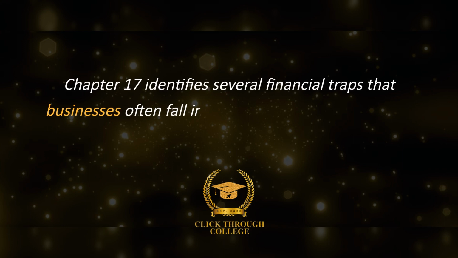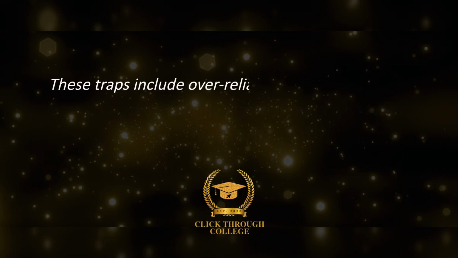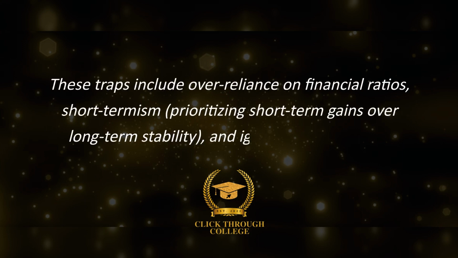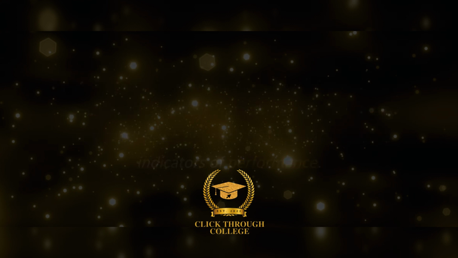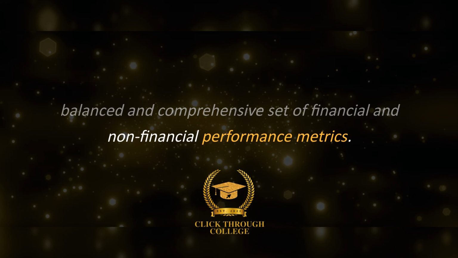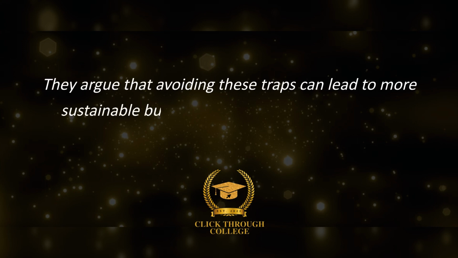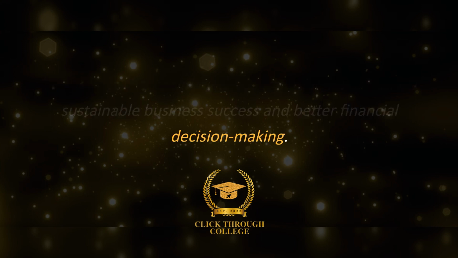Chapter 17: Financial Traps. Chapter 17 identifies several financial traps that businesses often fall into, providing advice on how to avoid them. These traps include over-reliance on financial ratios, short-termism, prioritizing short-term gains over long-term stability, and ignoring non-financial indicators of performance. The authors highlight the importance of considering a balanced and comprehensive set of financial and non-financial performance metrics. They argue that avoiding these traps can lead to more sustainable business success and better financial decision-making.